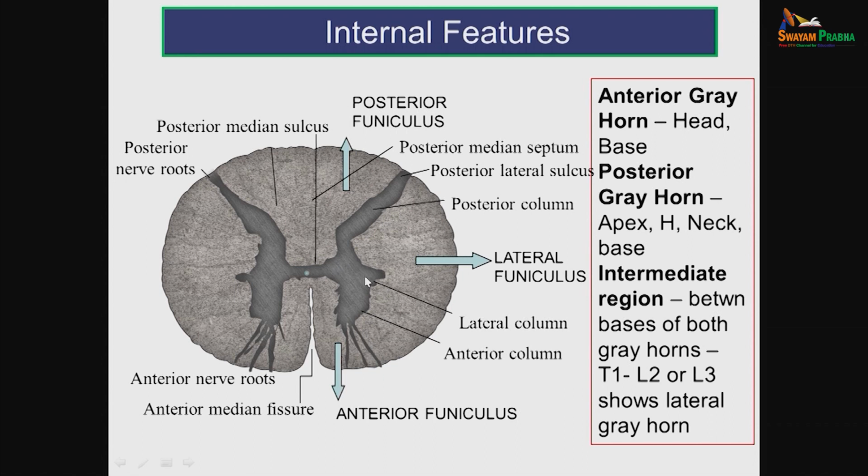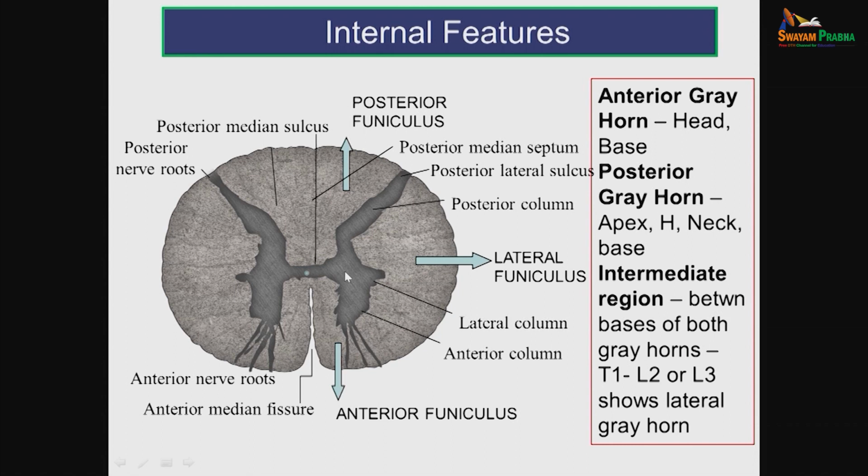Between both bases will be the intermediate region. This is the intermediate region which I am pointing out. The arrow mark shows the intermediate region. I repeat, the ventral grey horn has a head and a base. The posterior or dorsal grey horn has an apex, head, neck and a base. Between the bases of the grey horns is the intermediate region.